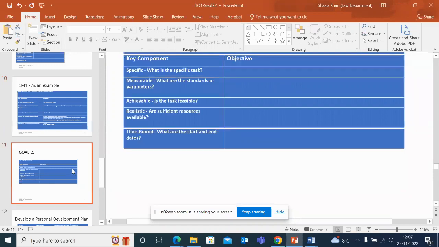So the goal again is that these would be the key components. What is the specific task? You'd put it in there. What are the standards or parameters, which would be in there, and these are all available for you on Moodle. So you have your Moodle links to get on for all this additional information.